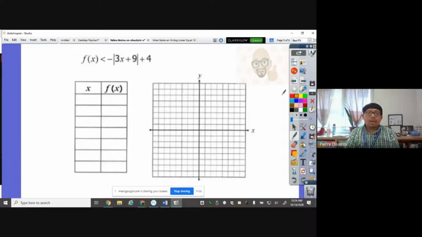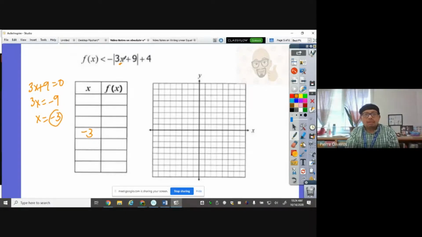Next is that we have f of x is less than the negative absolute value of 3x plus 9, close, plus 4. Okay. So again, we will do the same thing. We're going to grab the 3x plus 9, set it equal to 0, and solve for the x there. 3x equals negative 9. X there is equal to negative 3. So that will be in the middle, right? Then we're going to plug in that negative 3 right here.